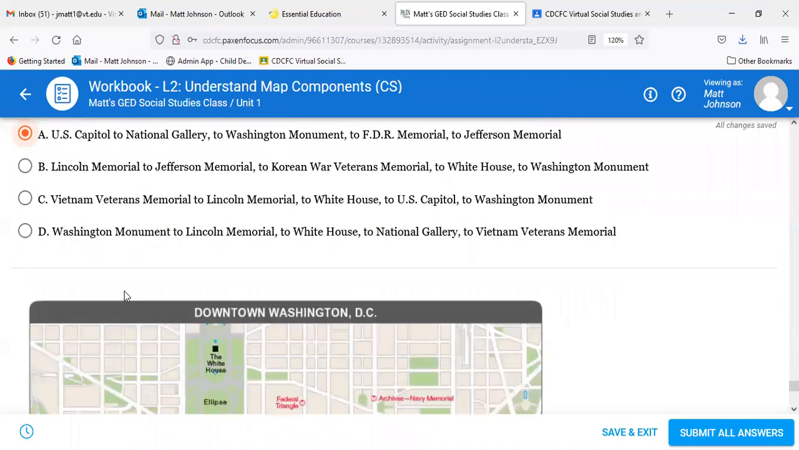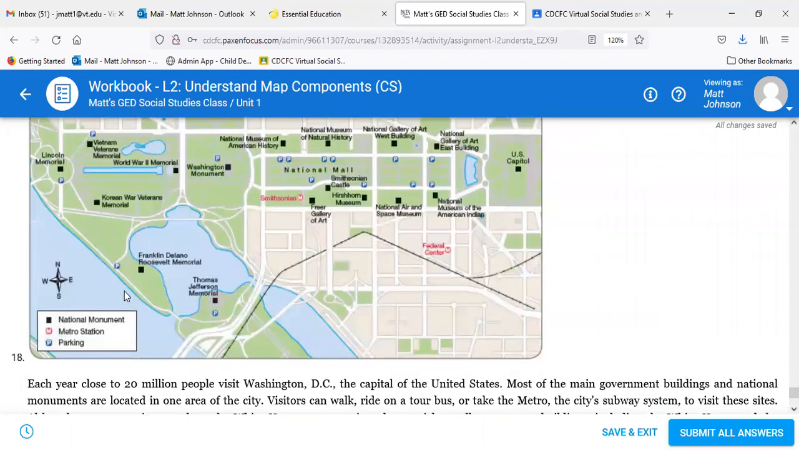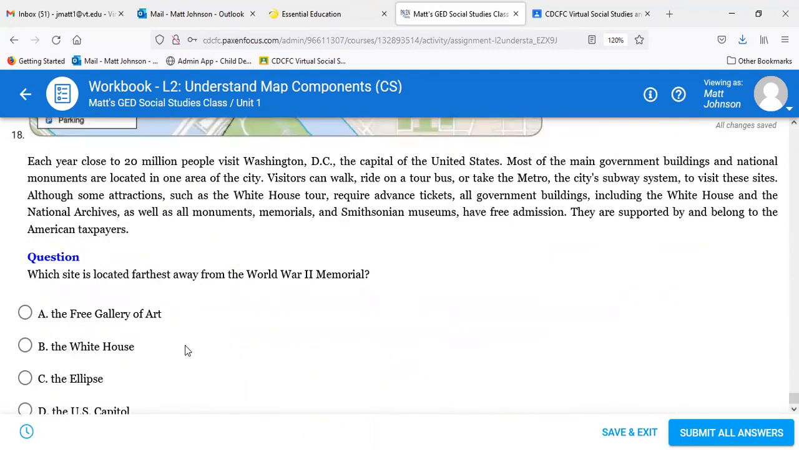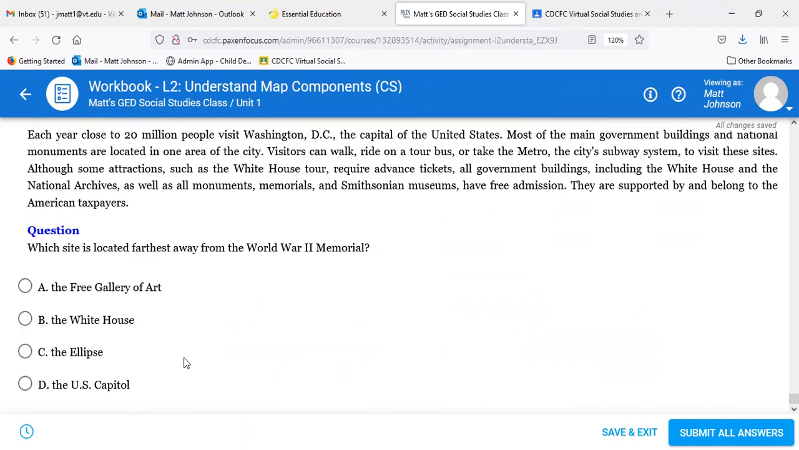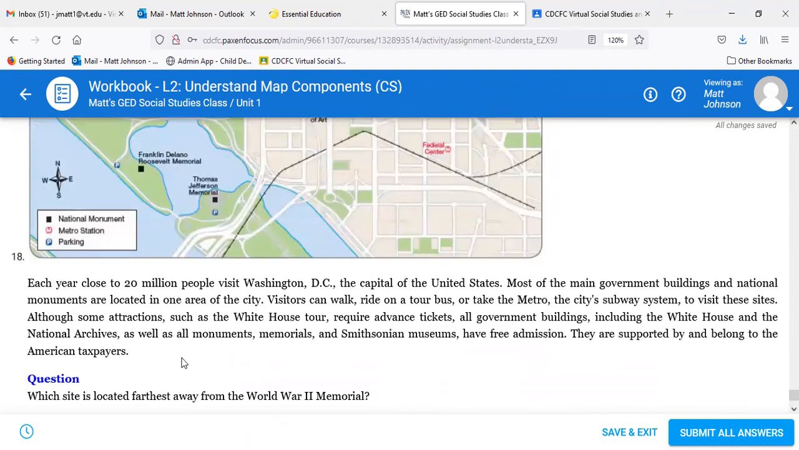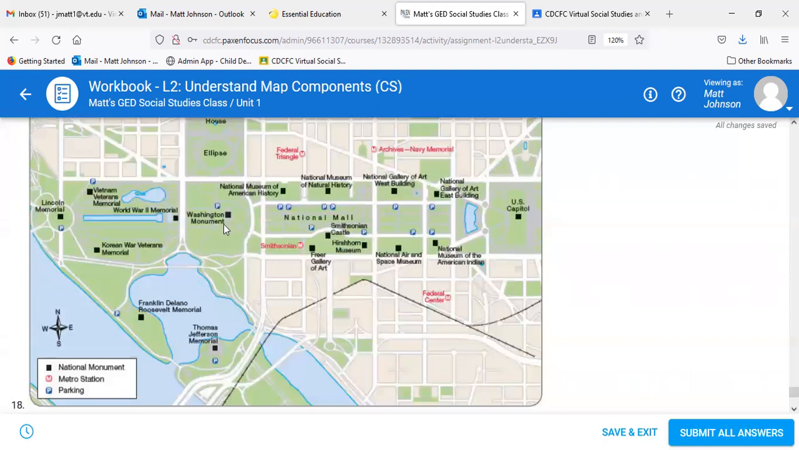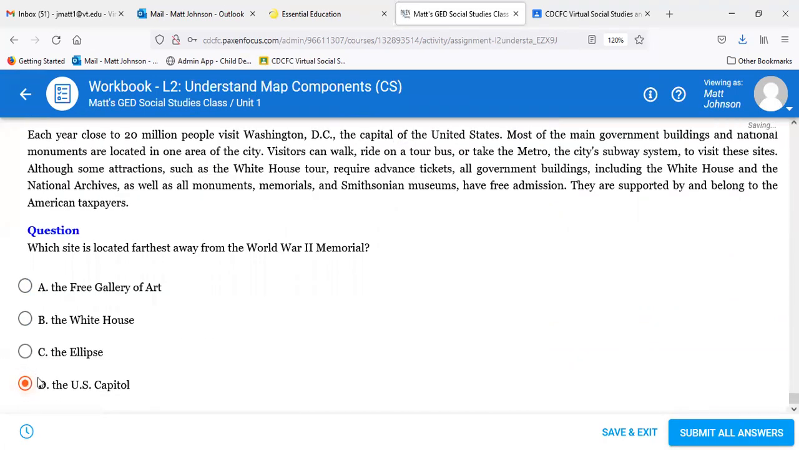And the last one here, 18. Which site is located farthest away from the World War II Memorial? So is it the Freer Art Gallery, the White House, the Ellipse, or the Capitol? So the U.S. Capitol, yep, all the way down here. And I've walked that more than once in the day and didn't really care for it. So hard on the knees, hard on the hips.